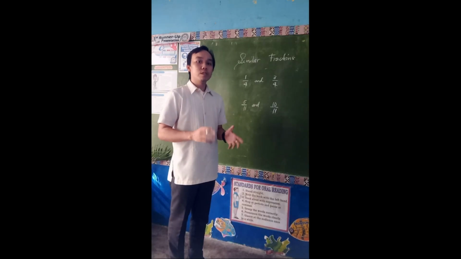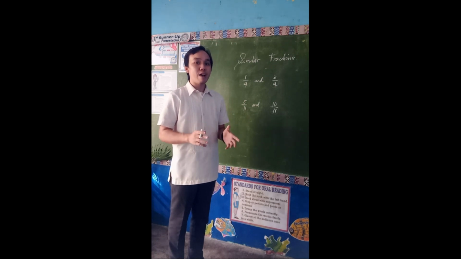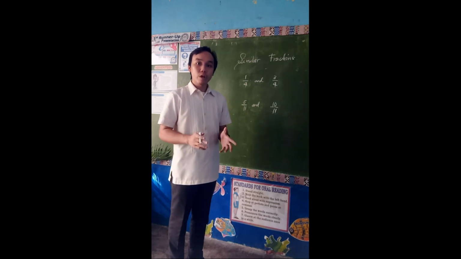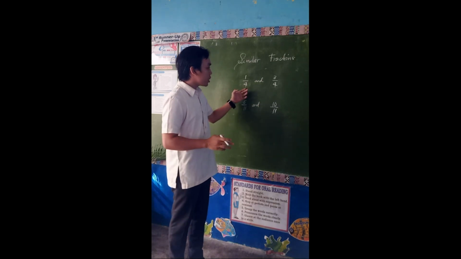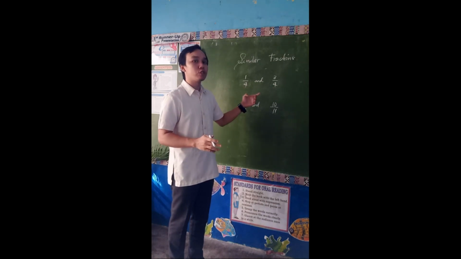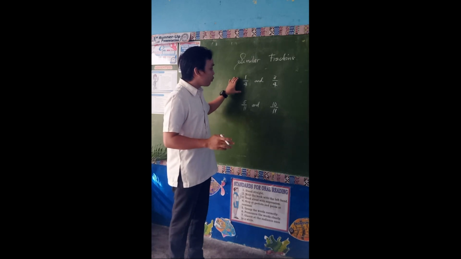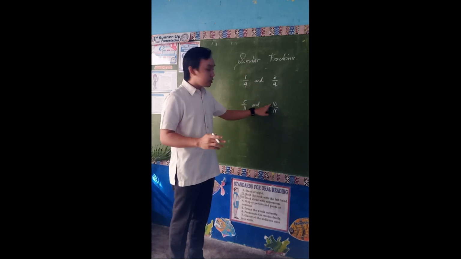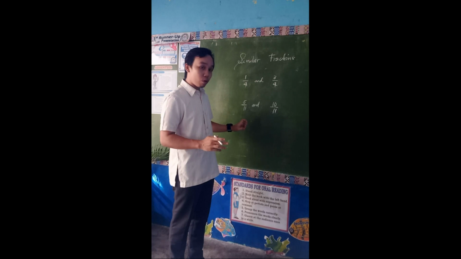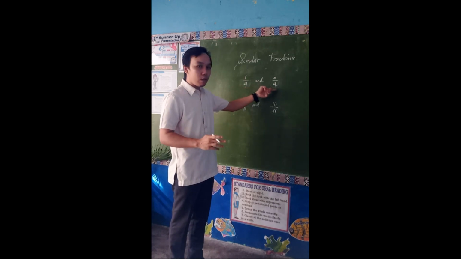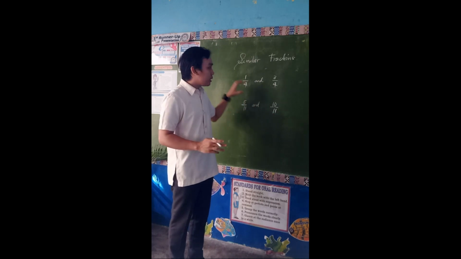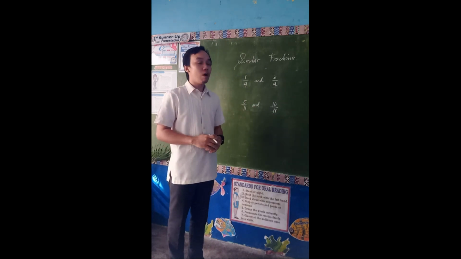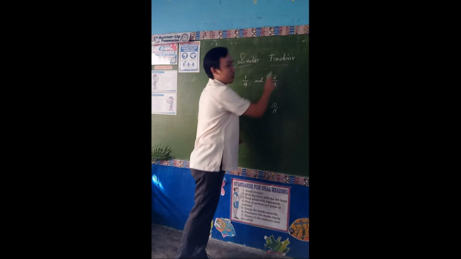When we are talking about similar fractions, these are fractions having the same denominator. The denominator is the digit or the number below our fraction bar. For example, we have 1/4 and 3/4. Our denominator here is 4. Next, we have 5/11 and 10/11. So what is our denominator? We have 11. Since we have the same denominators, 4 and 11, these pairs of fractions are similar fractions.